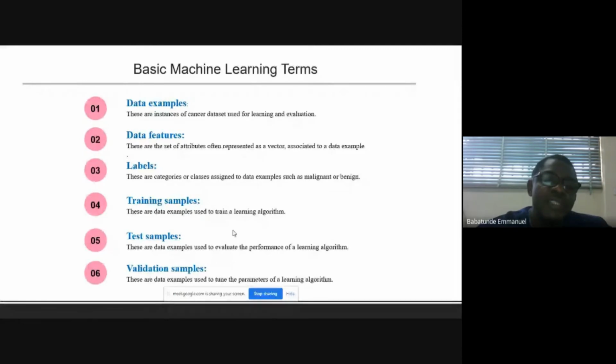Training samples. These are data examples used to train a learning algorithm. Test samples. These are data examples used to evaluate the performance of a learning algorithm. While validation samples, these are data examples used to tune the parameters of a learning algorithm.